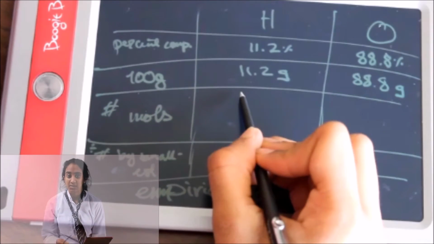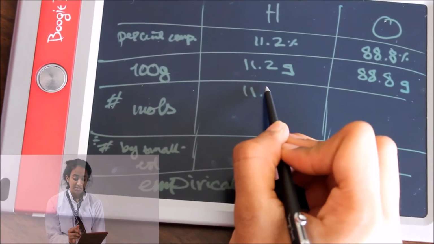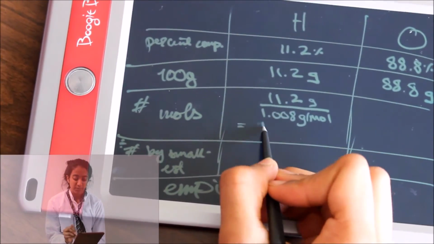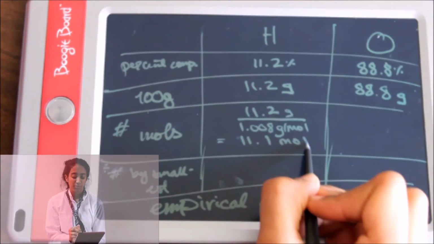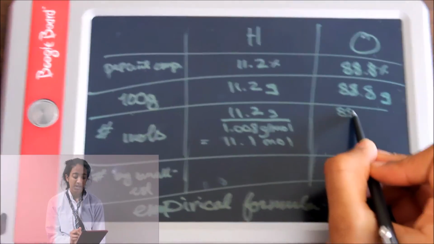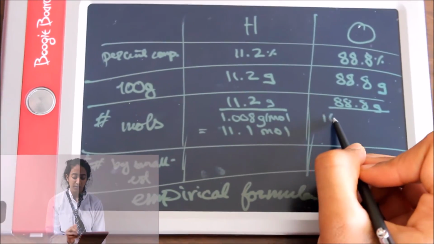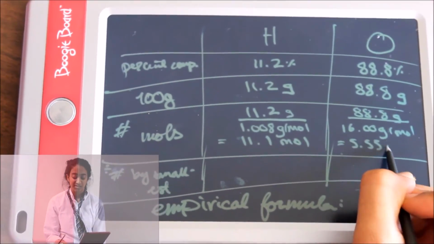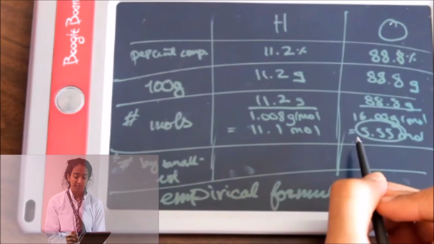Next step is to find the number of moles. To do so, we find the mass divided by the molar mass. For hydrogen, we have a mass of 11.2 and we divide it by the molar mass of hydrogen, which is 1.008. That gives us the number of moles of hydrogen being 11.1. Same thing for oxygen. We have 88.8 grams of oxygen and we divide that by the molar mass, which is 16, and we get a number of 5.55.